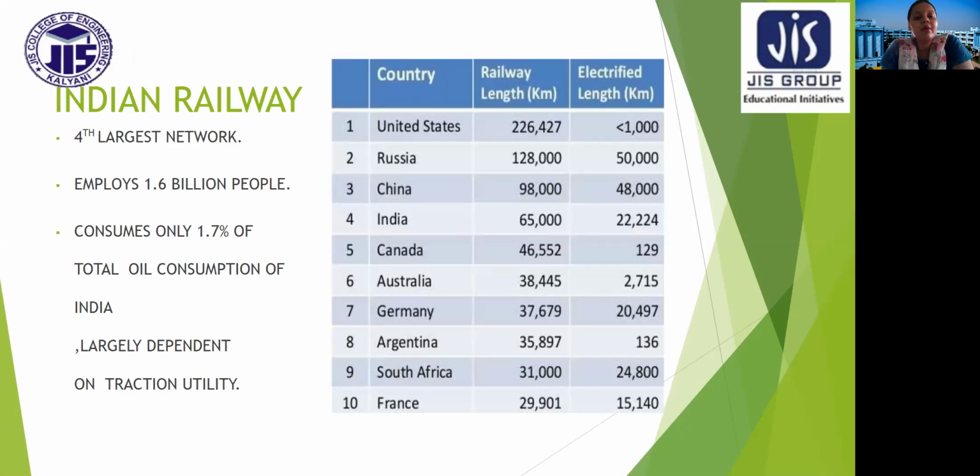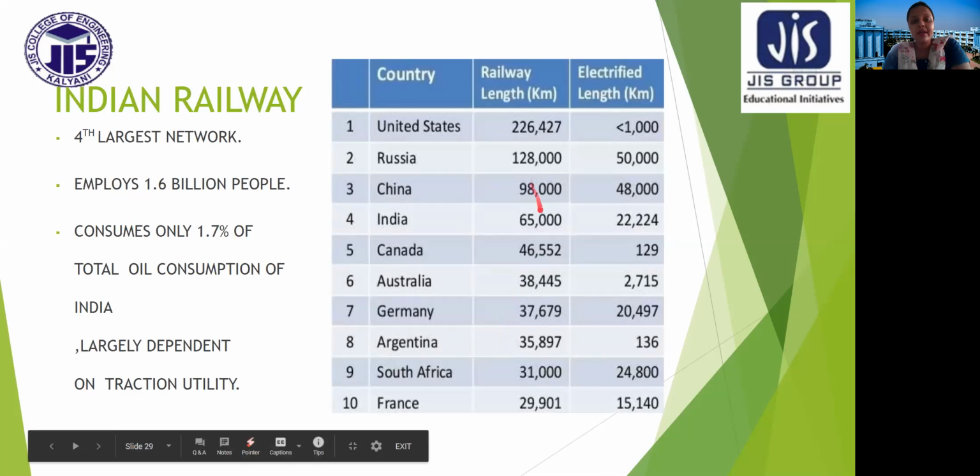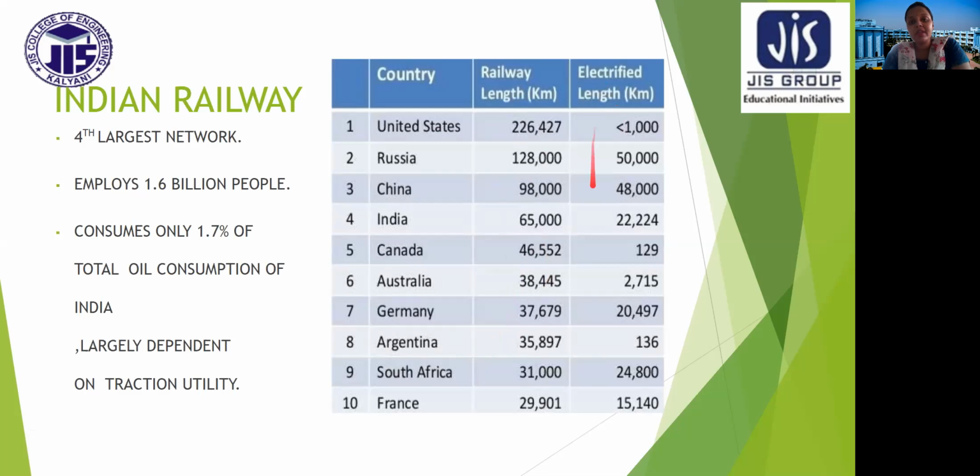Now, from a career point of view, Indian Railway is the fourth largest network. It employs 1.6 billion people. It consumes only 1.7% of total oil consumption in India. It's largely dependent on traction utility. You can see here a chart where, according to different countries, railway length has been mentioned with electrified length.